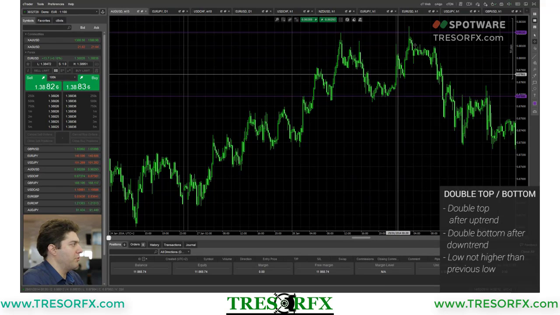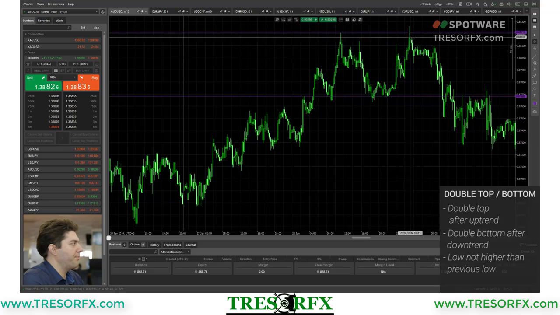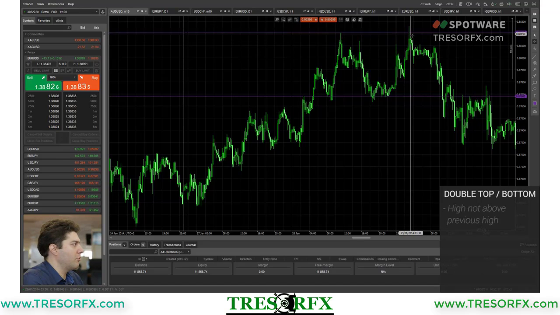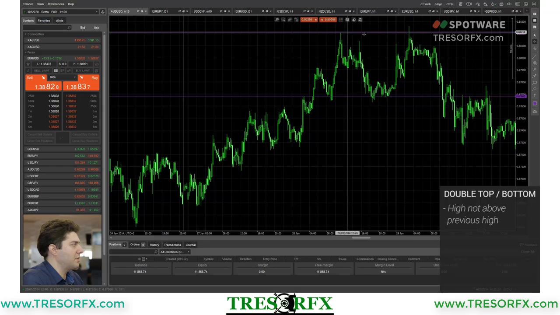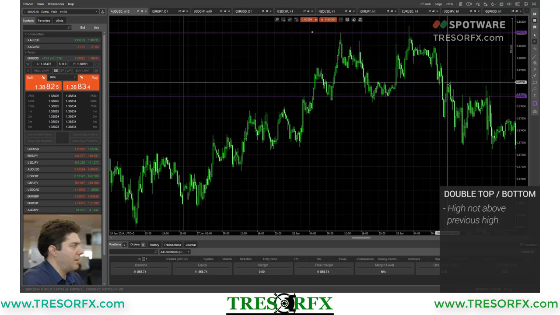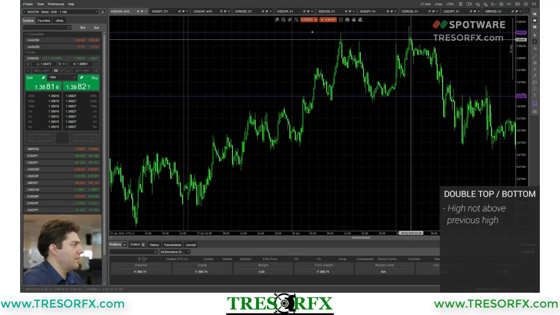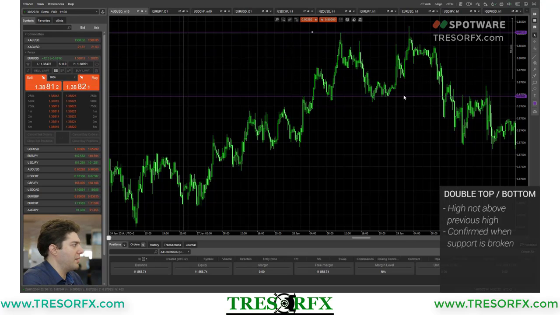The next swing of the pattern, we see that the high of the double top pattern cannot go above the previous high. So a resistance is formed here that is not broken by this swing. Then it starts descending, and the pattern is confirmed when the support, which is formed by connecting the lows that we saw before, is broken at this spot. This is the typical double top pattern.